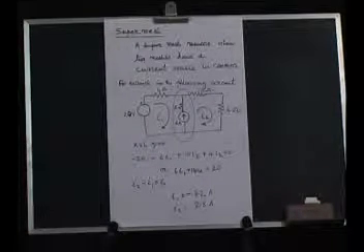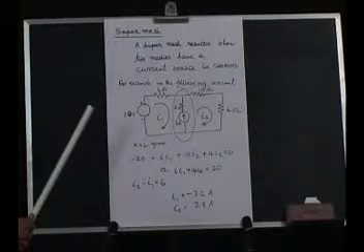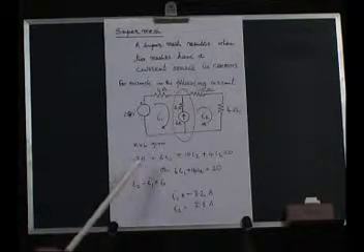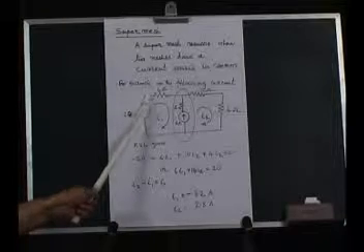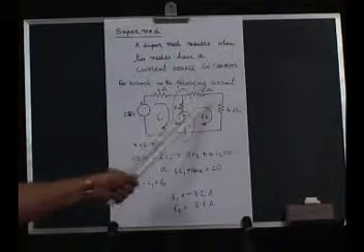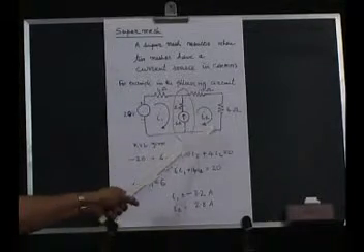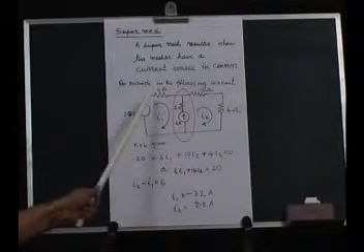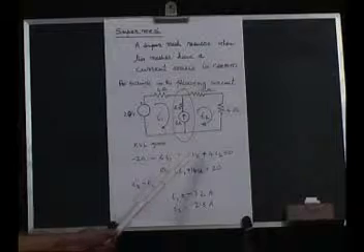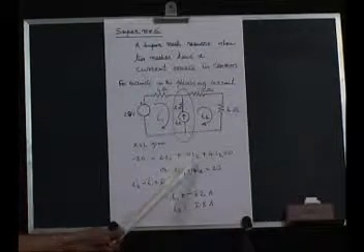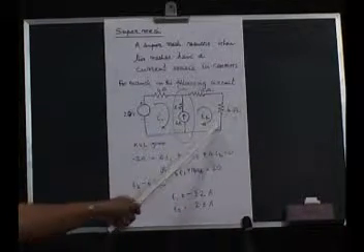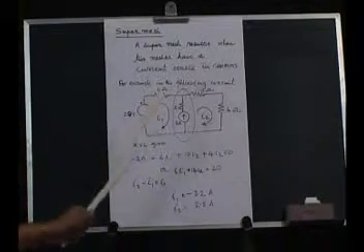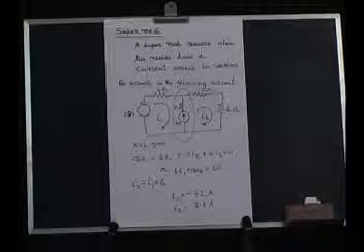So, we shall write the super mesh equation for this particular problem as this. There is a voltage rise, there is a drop here, there is a drop here, and there is another drop here. So, voltage rise is minus 20, voltage drop is 6 into I1, another voltage drop is 6 into 10 into I2, and then the fourth one is 4 into I2. This is one equation at the super node.